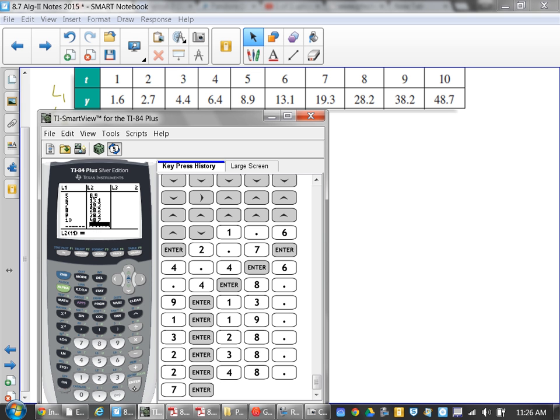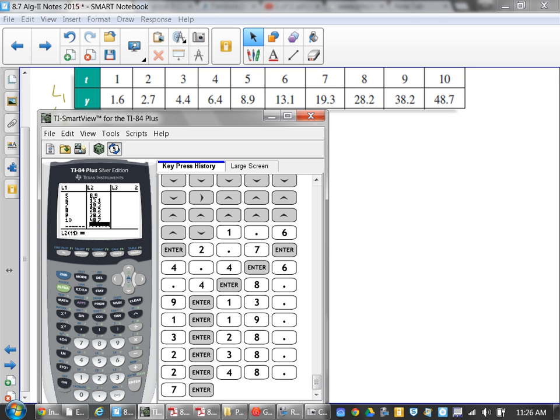Does everybody get all 10 of those things in? All right. Now, think about what's happening with your graphs. When you go to turn on the stat plot to look at it, you're going to want to adjust your window first. What are you going to set your x minimum at? 0. And what's your maximum? 10. What about the y values?